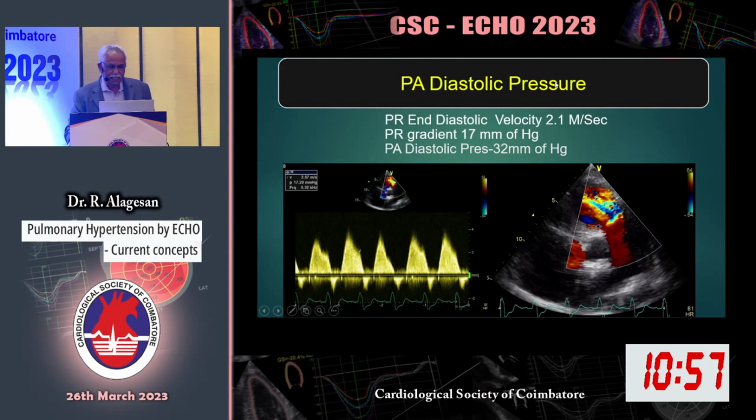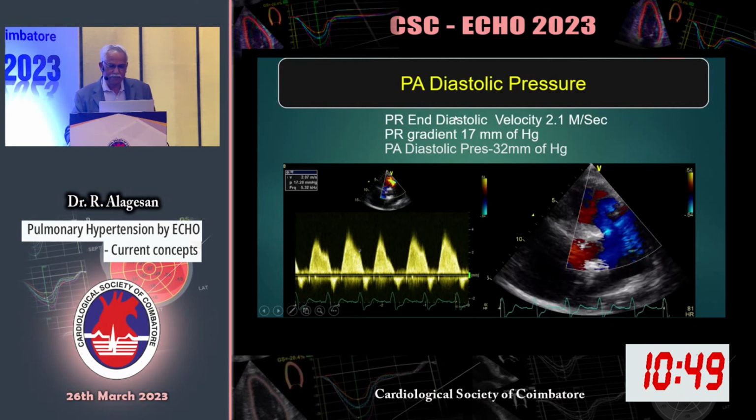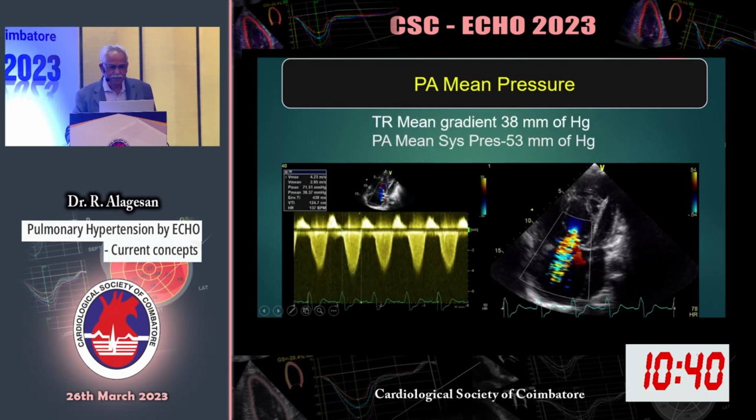The pulmonary artery diastolic pressure can be measured from the end diastolic velocity of pulmonary regurgitation. So if the patient has a pulmonary regurgitation, if you are able to clearly measure the end diastolic velocity, then you can use the same formula and add the RA pressure to get the pulmonary artery diastolic pressure.